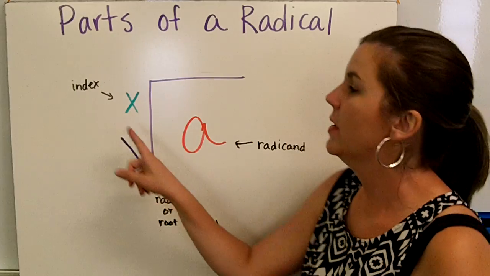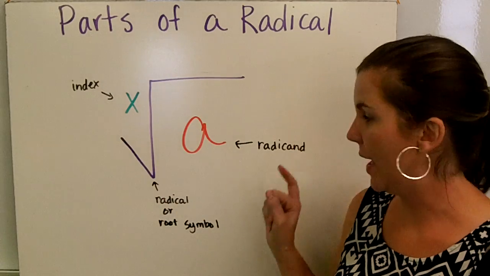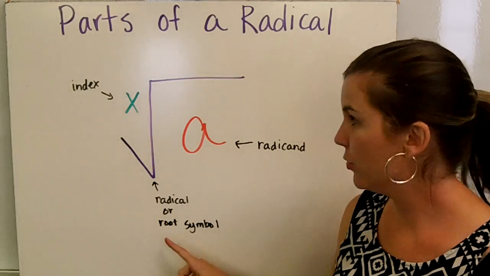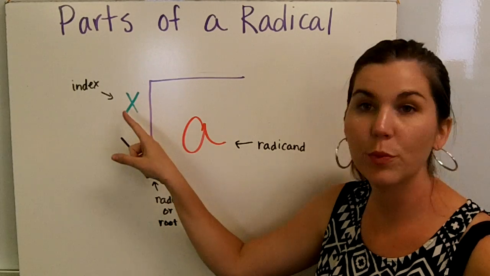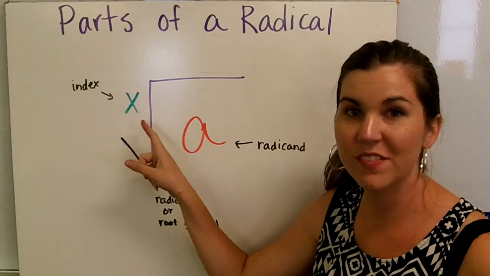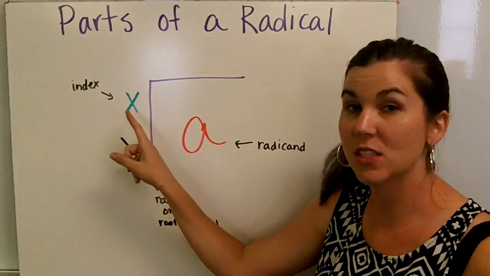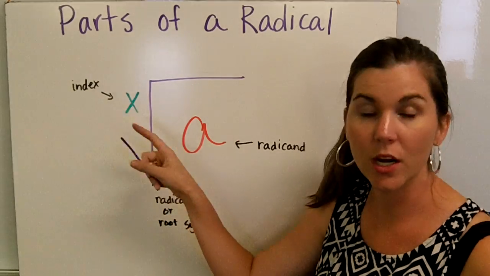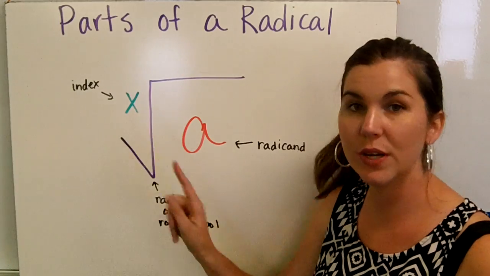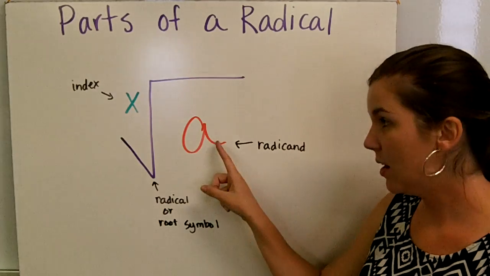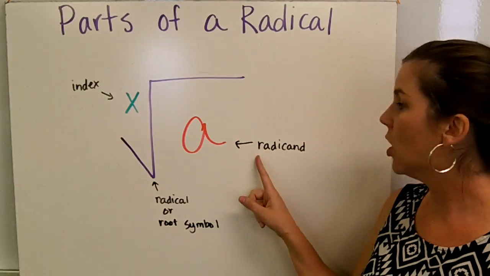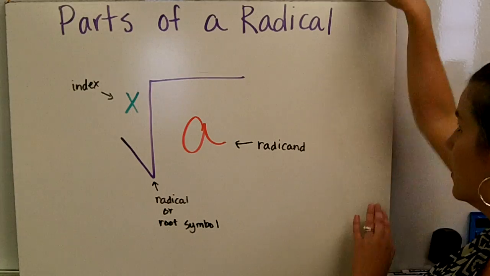Parts of a radical. This symbol is called a radical, or sometimes a root. The x will be a number, or it will be invisible. It's called the index. If it's a square root, you won't see a number here. If it's a cube root, you will see a 3 right there. Whatever's underneath is called the radicand.